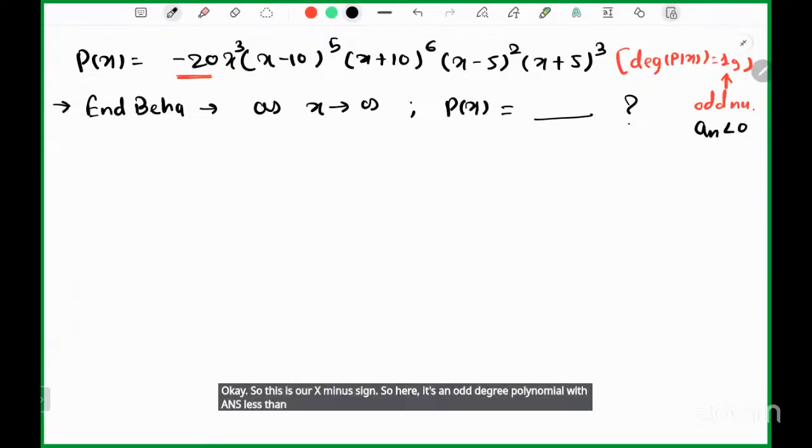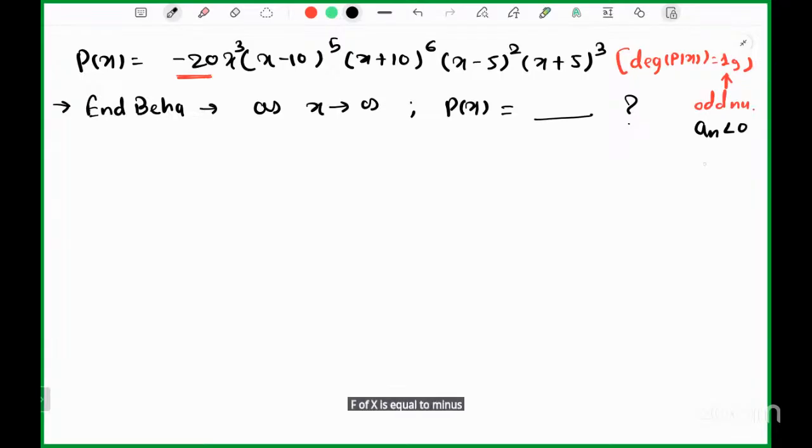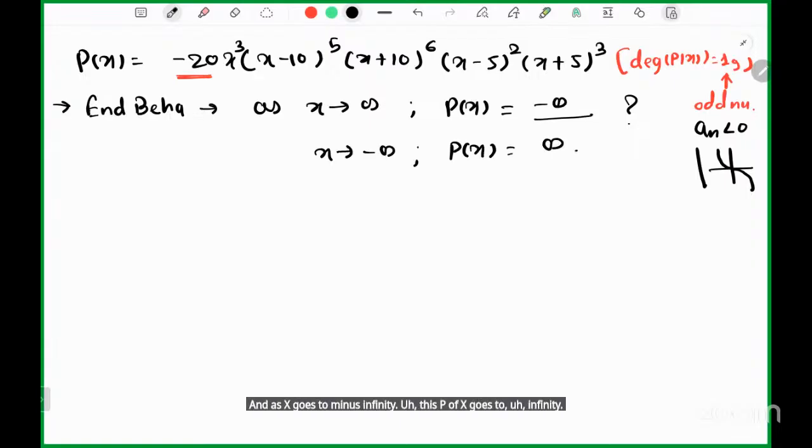So we can recall the graph of f of x equals minus x cube. That graph looks like this. That means as x goes to infinity, p of x goes to minus infinity, and as x goes to minus infinity, p of x goes to infinity. Is the end behavior clear? Yes.